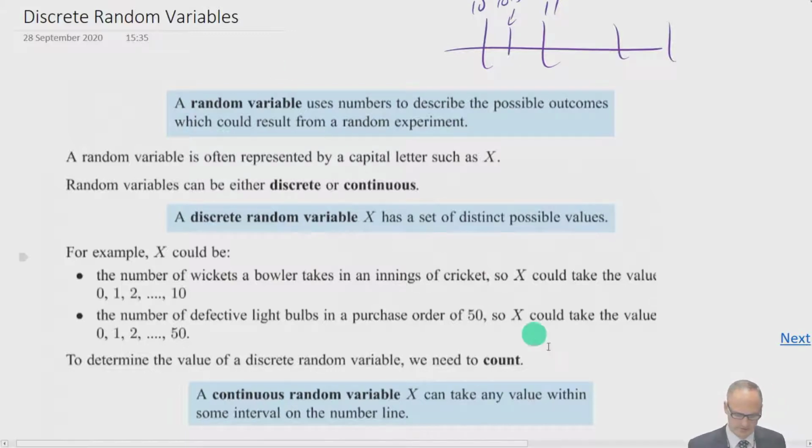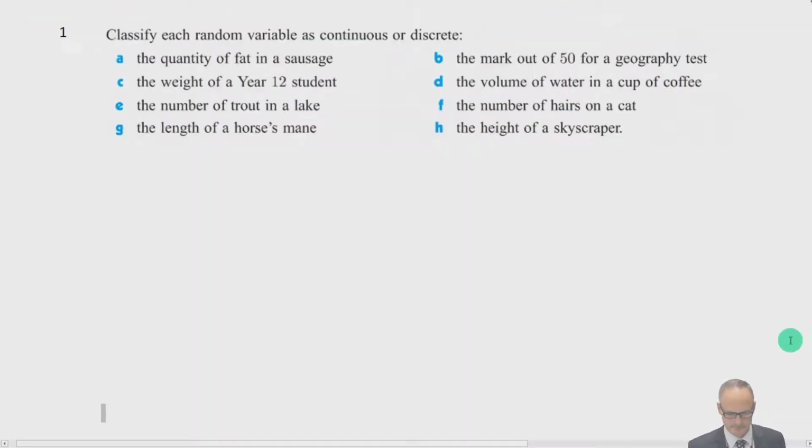So moving on, let's look at some examples. We're going to classify each random variable as continuous or discrete. You could look through these in your mind and see if you agree with what I'm going to say in the next few seconds. I'll give you a few seconds to go through them. You should literally be able to do them in 8 seconds.